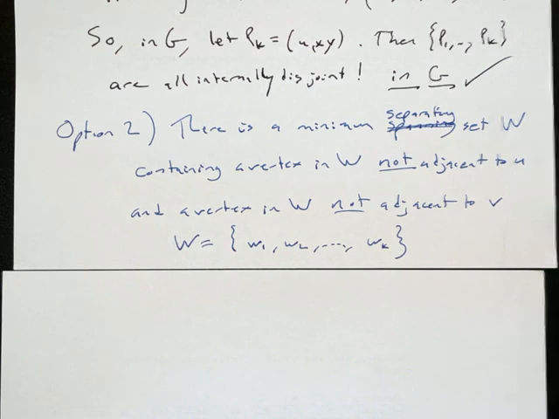At least one of those vertices is not adjacent to U. I don't know which one. At least one is not adjacent to V. I don't know which one.